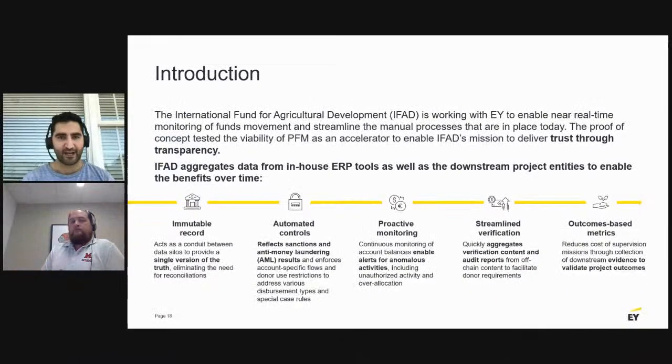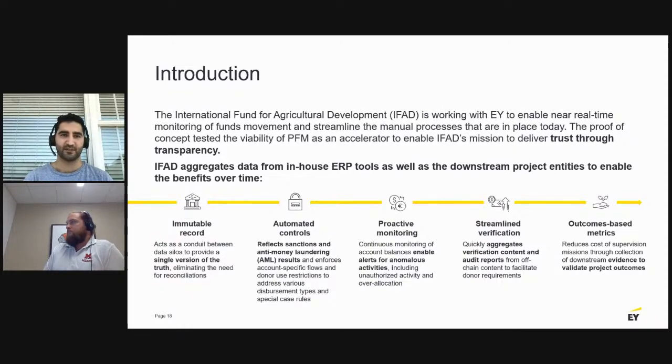We're able to get some proactive monitoring for anomalous activities, but I think proactive monitoring has also been very good for us in identifying opportunities. Maybe certain budgets haven't been spent, or certain budgets are on track to go overboard, and it allows you to make real-time decisions before a financial period is over, and then reshuffle the distribution of funds. Streamlined verification, I think that's pretty straightforward. So I'll focus on the outcomes-based metrics, where we're able to use the blockchain to not only record how the funds are being distributed, but to record the impact of the funds.